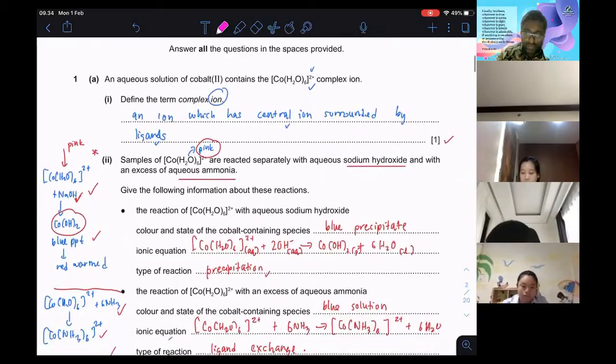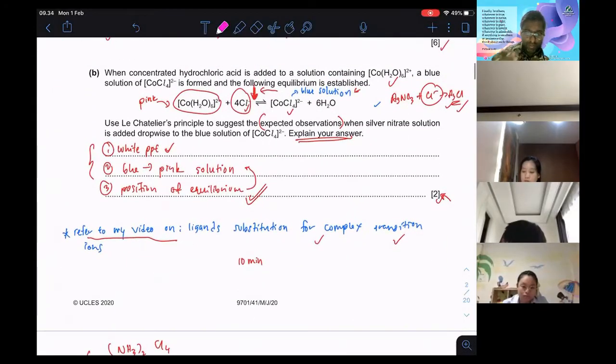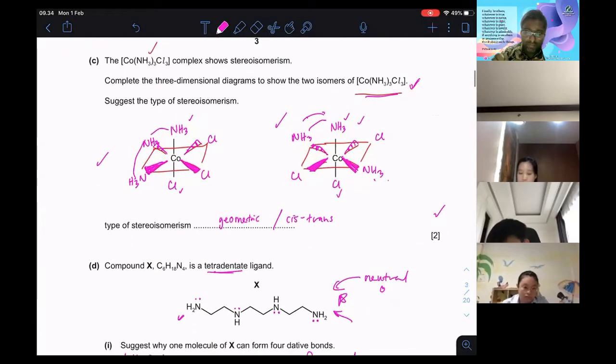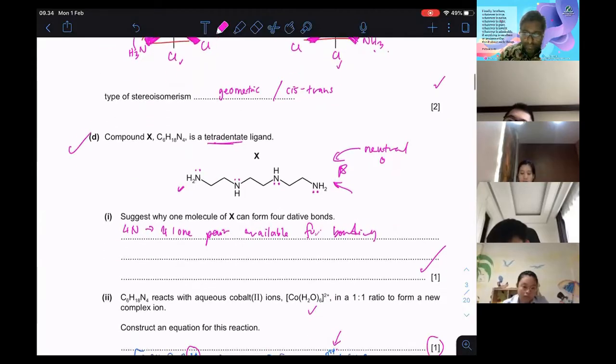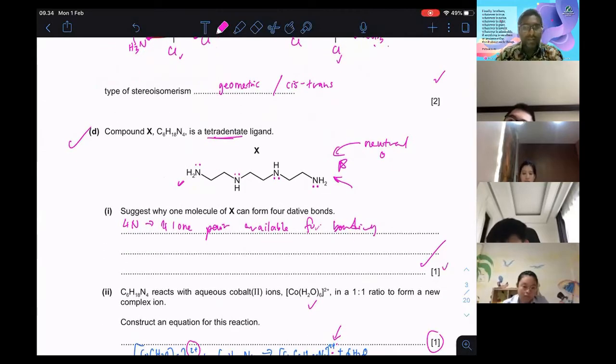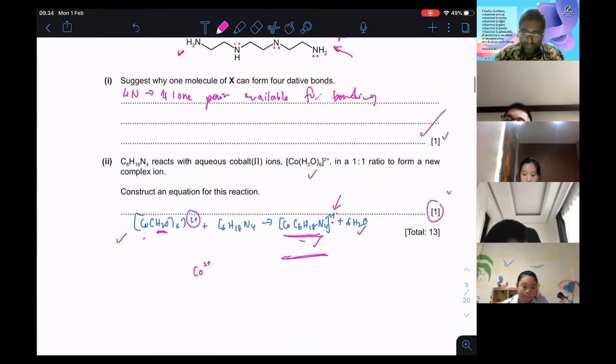They asked you about the complex ion. They tested you on the equation. They have tested you on the stereoisomerism. I think they've given something a little bit tricky for this particular paper. And then they ask something simple, but you see why and so on. They just want to test your basic understanding of this, as well as this.